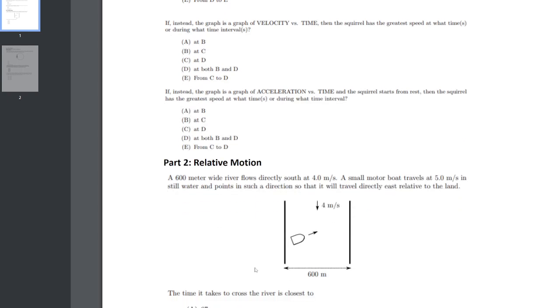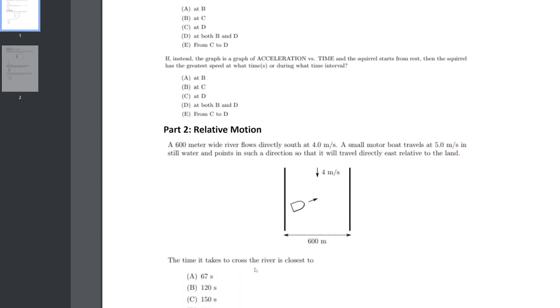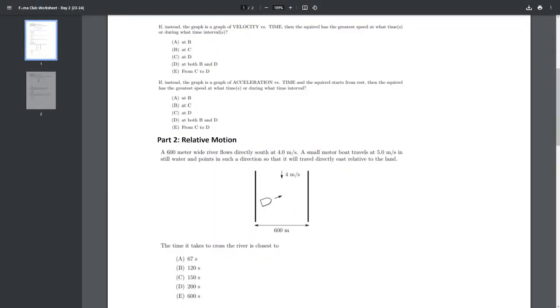Next, we have a relative motion problem. A 600 meter wide river flows directly south at 4 meters per second. A small motorboat travels at 5 meters per second in still water and points in such a direction that it will travel directly east relative to the land. This is 600 meters. The time it takes to cross the river is closest to this, right?